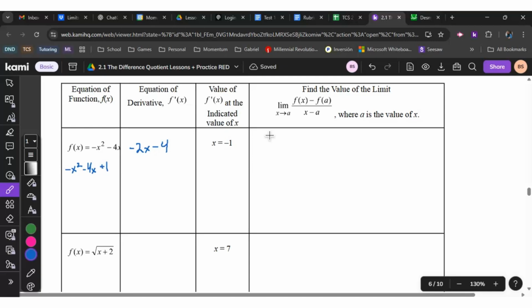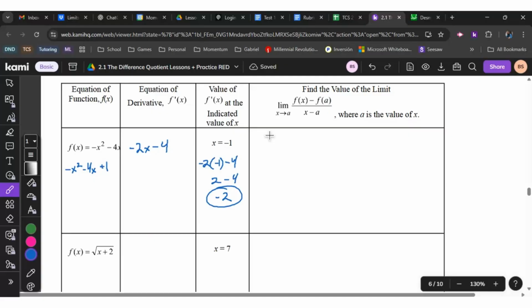All right, so now let's look at this. The value of f prime of x at the indicated value of x. So at x equals negative 1, that means that I'm going to go negative 2 times negative 1 minus 4. Negative 2 times negative 1 is 2. Minus 4 is negative 2.